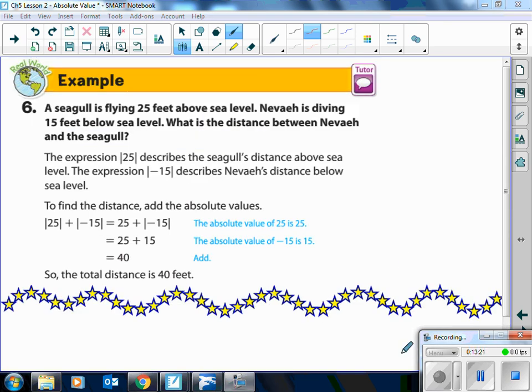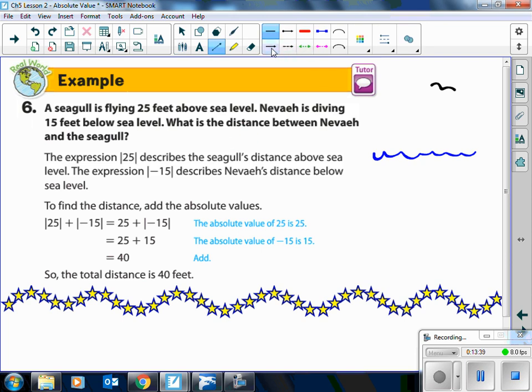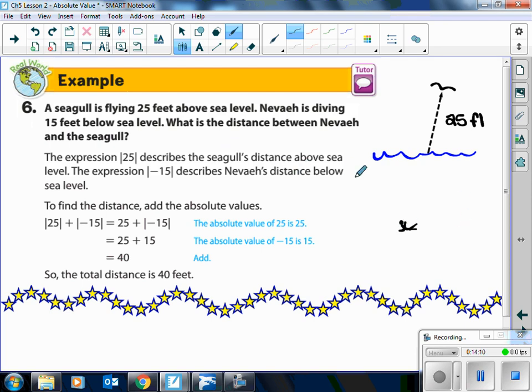So here, a seagull is flying at 25 feet above sea level. So here, let's say here's the water, right? And the seagull is out here. Here's a seagull, right? So the seagull is 25 feet above sea level. Okay, so let's use this line. So this is 25 feet, right? Nevaeh is diving 15 feet below sea level. Okay, so here is Nevaeh down here. There's my diving person, and this person is 15 feet below sea level. Is everybody with me?